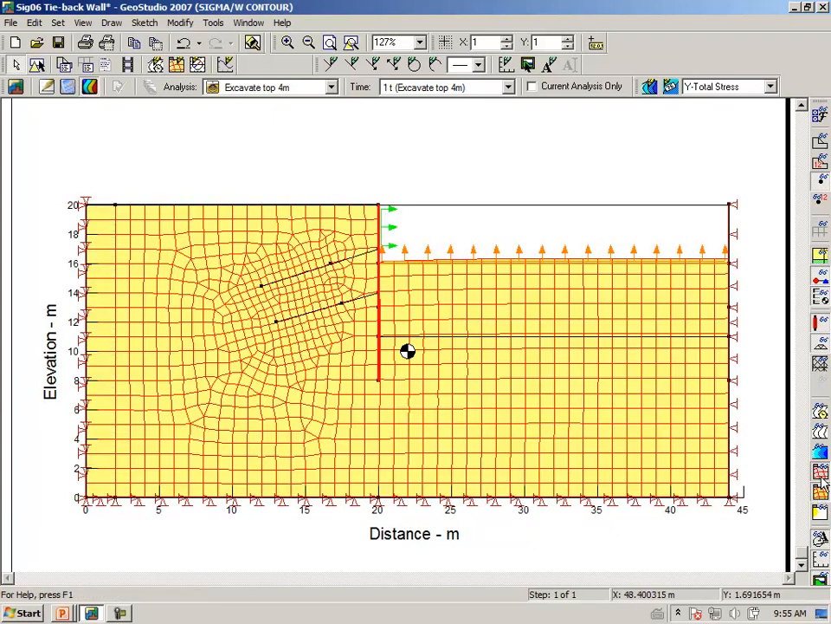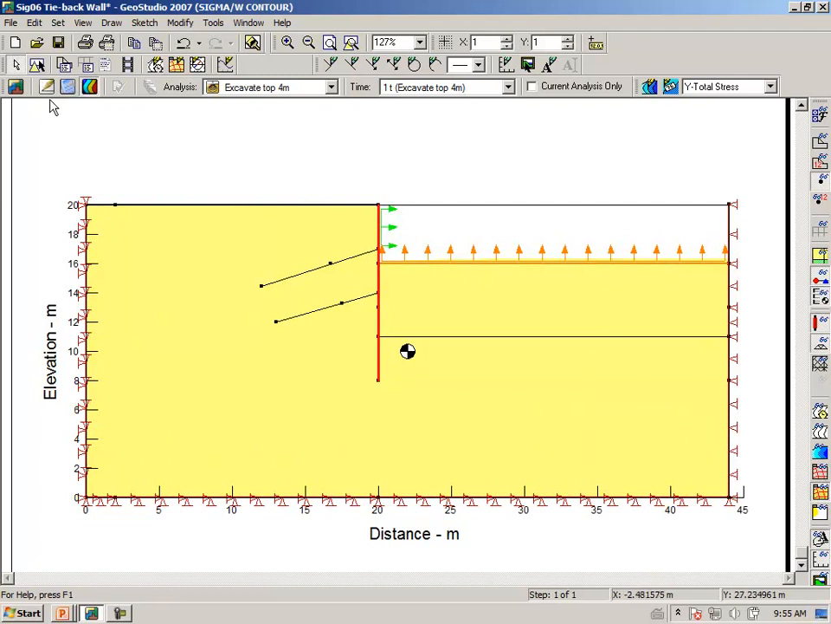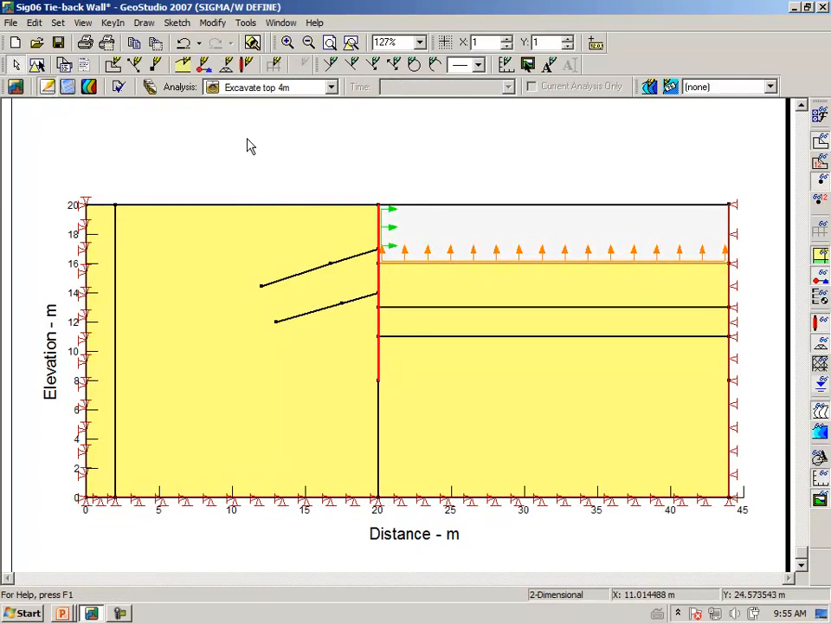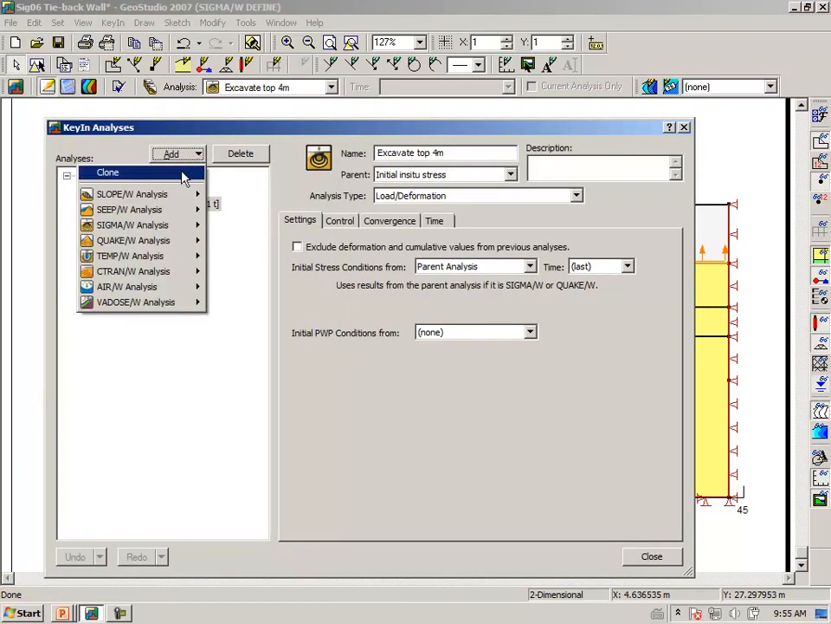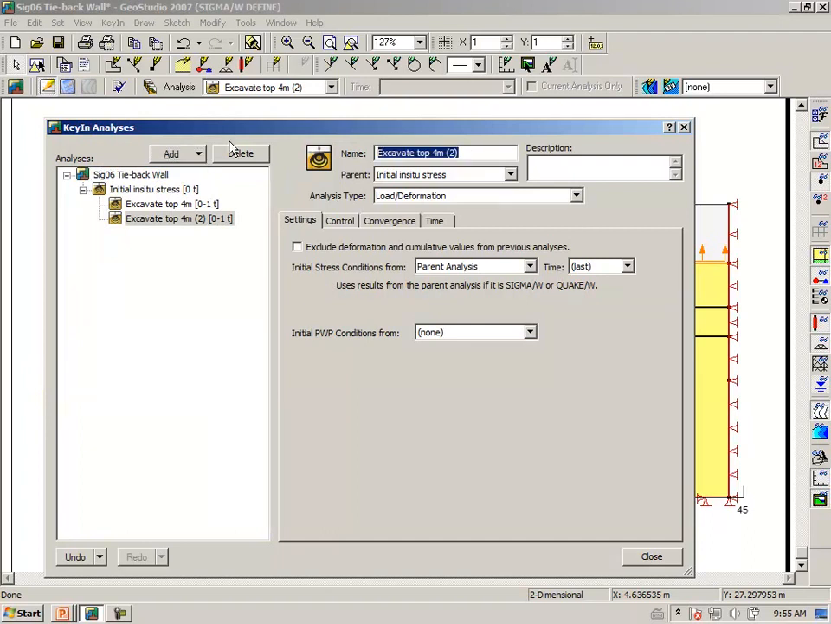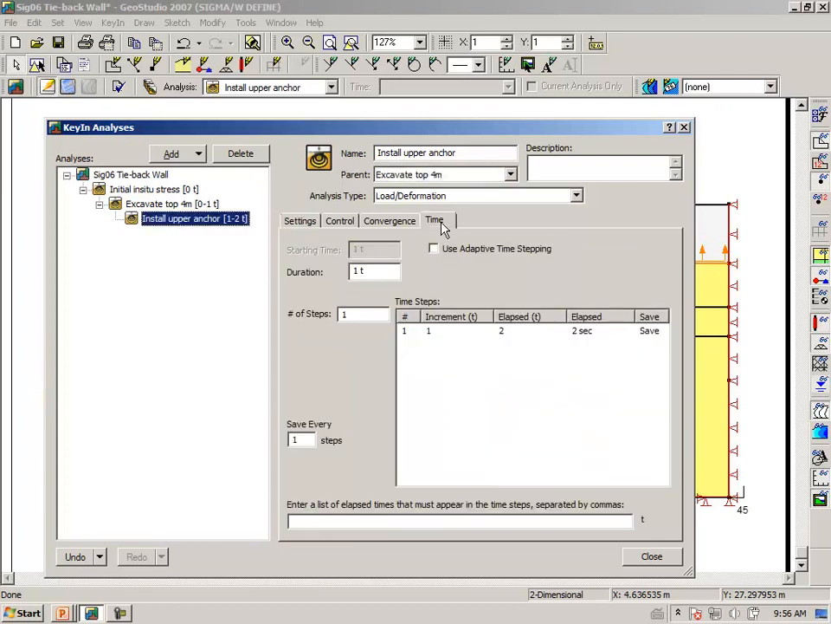Turning off the deformed mesh then, and going back to the define view, we want to now install and pre-stress the upper anchor. Clone the excavation stage, install upper anchor. The parent now becomes excavate top 4 meters. Everything else is the same. We still have 1 time step or 1 load step.